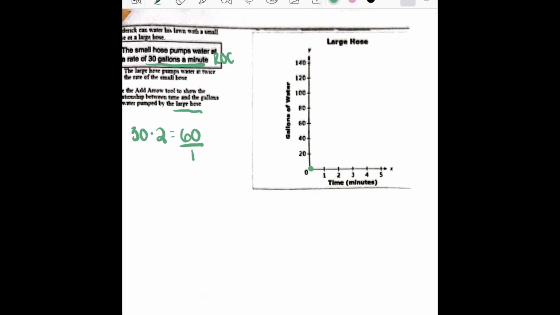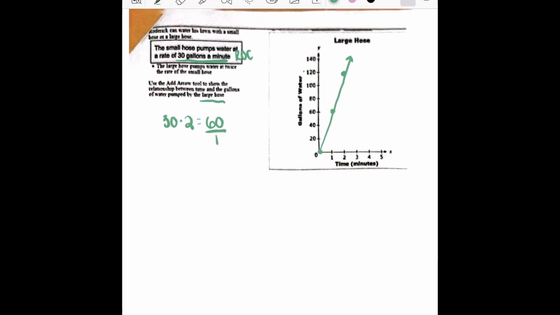So our first point that we're going to plot, we're going to go up to 60 and over to 1 and make a point. So our second point, we're going to go up another 60, which will be up to 120 right here, and then over 1 to 2. So our second point will be at 2, 120. So we can only fit 3 points on this graph. Go ahead and draw a rough line here, add an arrow at the end, and that is what our graph will look like for the large hose.